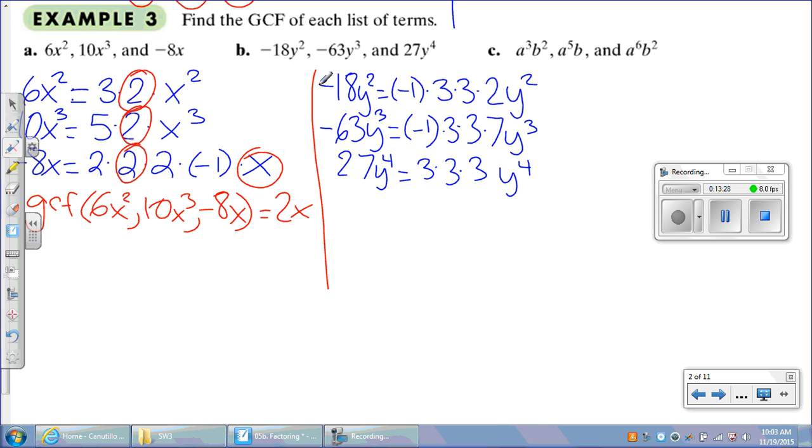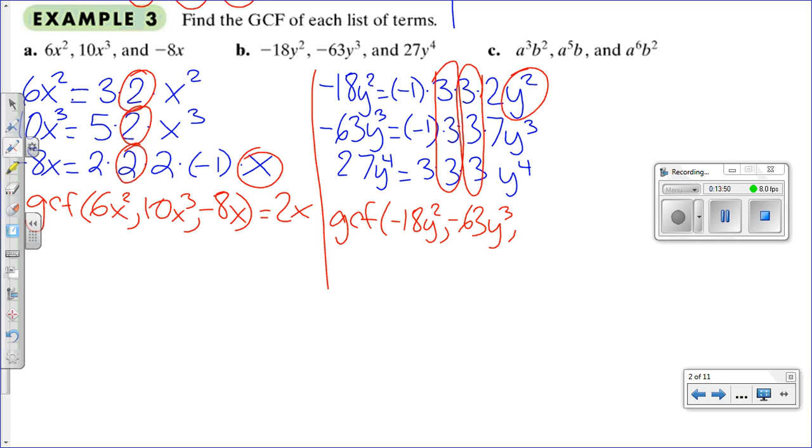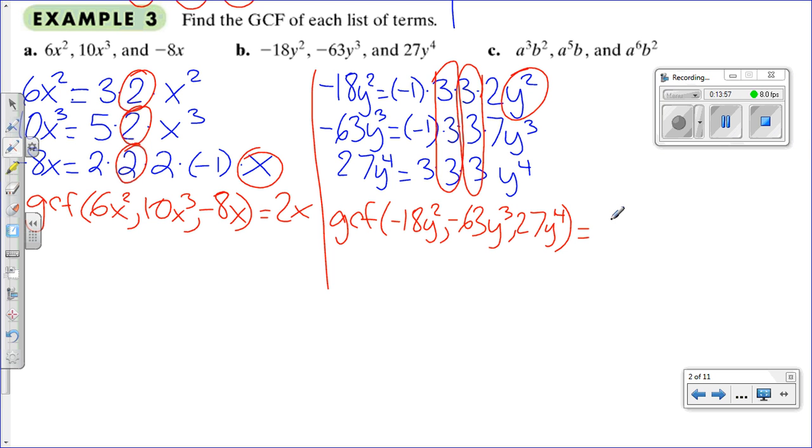So let's see, what do they have in common? All of them, you can see they have a 3 in common. And then they also have a second 3 in common, right? And that's it. And which is the variable to the lowest exponent? y squared. So in this case, the GCF for that list of numbers is going to be 3 times 3, or 9, y squared.